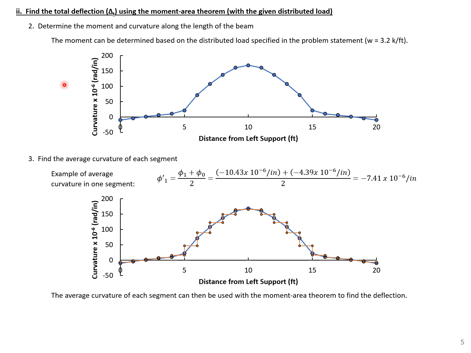Now, next we need to find the average curvature of each segment. So we have our curvature diagram discretized, and we're going to find the average curvature within each one of these discretizations. You can see we just find the average curvature in one of these segments by taking the curvature at one end plus the curvature at the other divided by 2. And we can do that along the length to get this discretized curvature diagram.